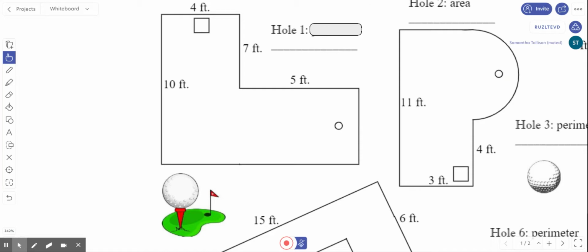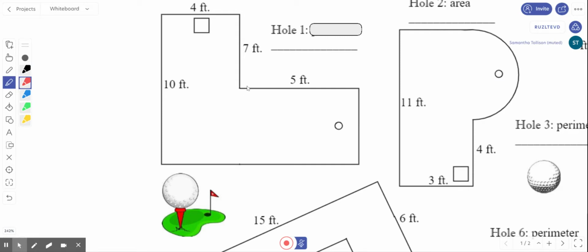Like I said, the other videos are great, but they don't give you this mini golf format. For our purposes, we're not going to worry about the tee box that you start from or the hole that you're trying to hit it into. We are just trying to find the area of these objects. So I'm just going to do two examples, hole 1 and hole 2, so you can see the different ones you could expect.